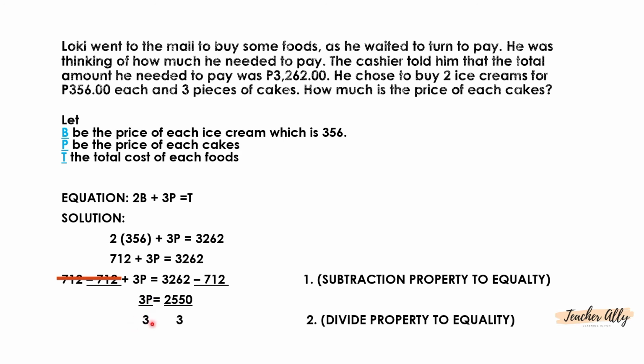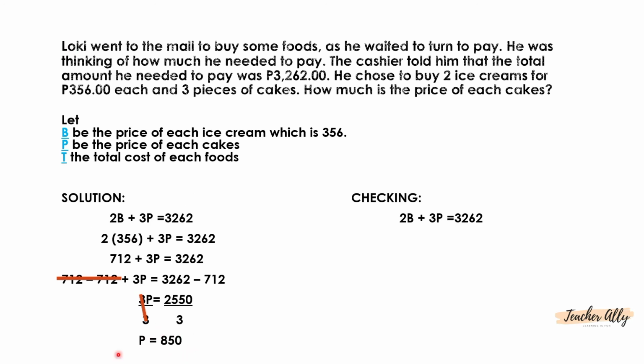3 divided by 3 is equal to 1, so we will cancel it. And then we will divide 2,550 by 3. So the value of P is 850. To check if the solution is correct, substitute 850 to the original equation and then we will multiply.